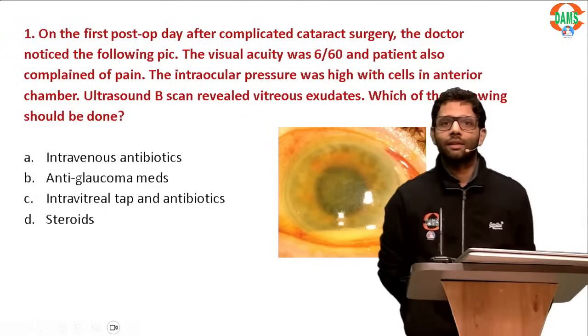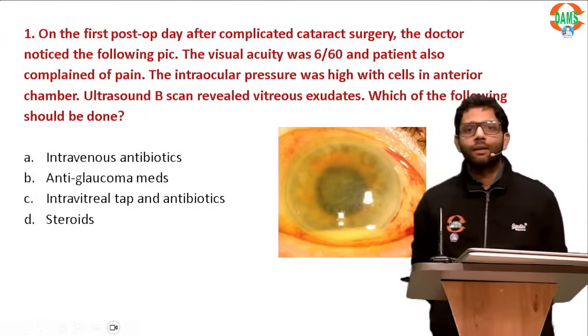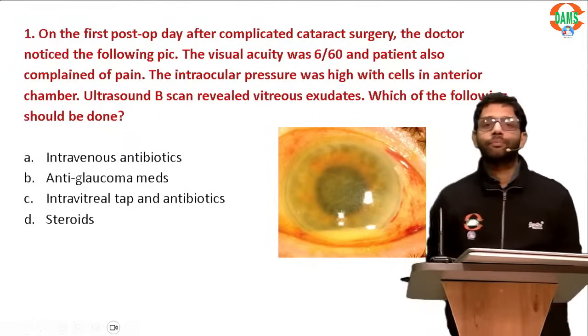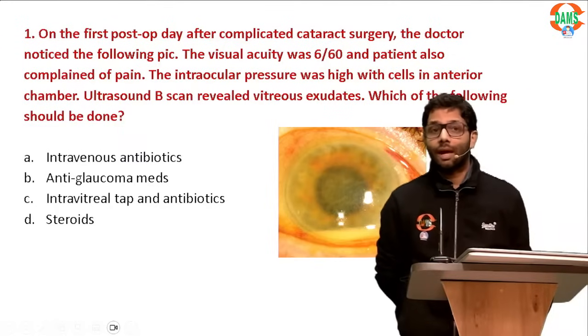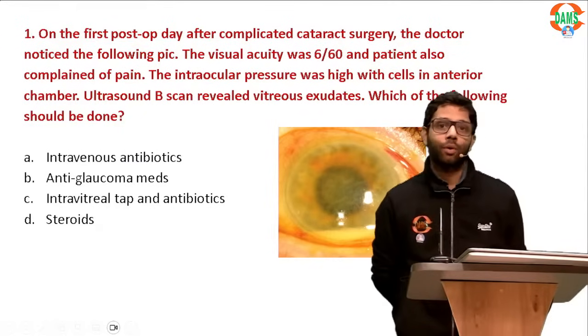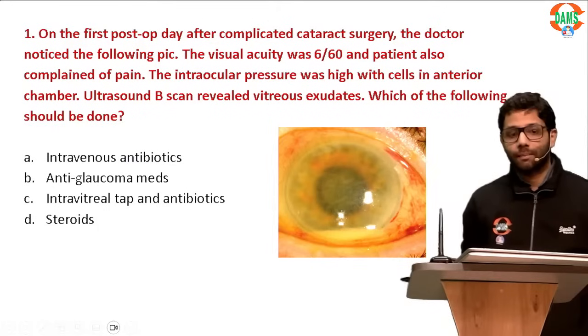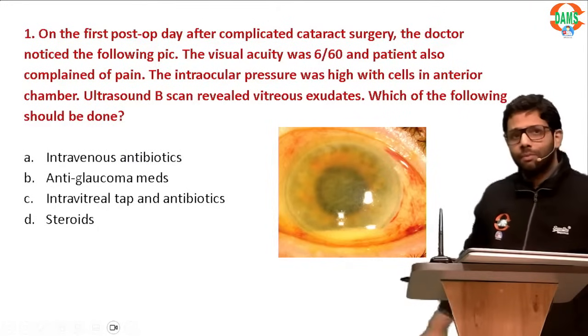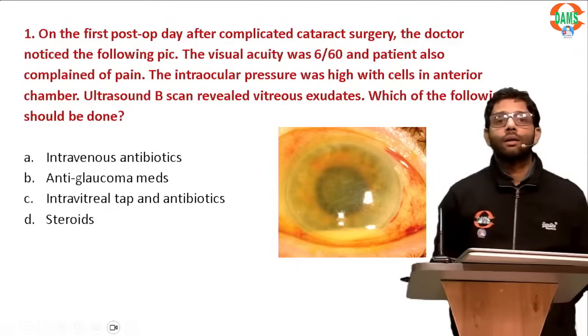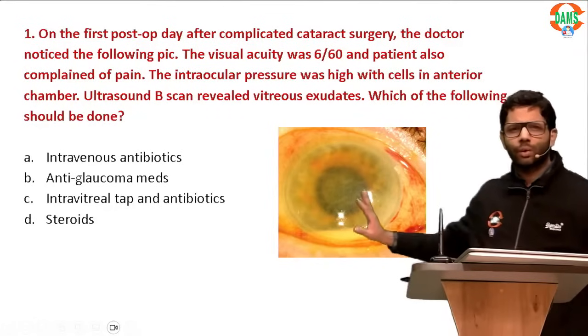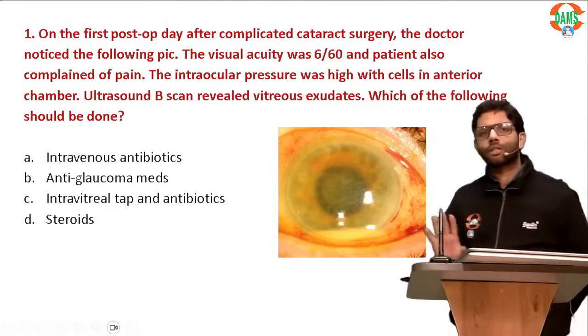Let us see the first question. The first question is cataract surgery complication. Now, cataract surgery and its complication per se is an important question of PG exam. I've given a picture. This is the picture which is showing hypopion. Nothing else you can appreciate. You can see only hypopion in this picture.